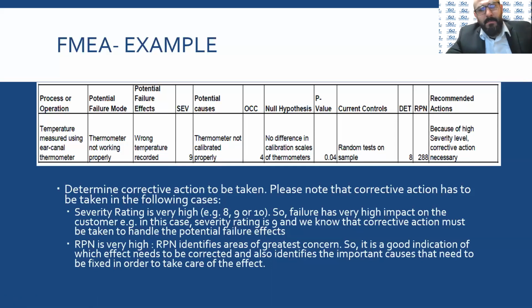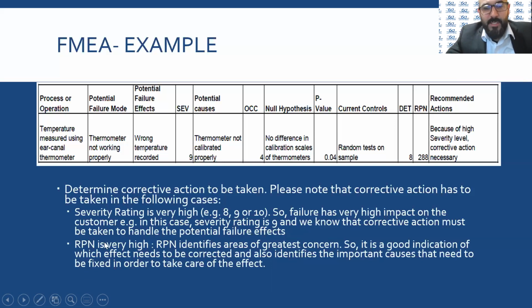All right, let's read some of these tips here. Determine corrective action to be taken. Please note that corrective action has to be taken in the following cases. We have to take corrective action when we have a very high severity rating, 8, 9, or 10, so the failure has a very high impact on the customer. In this case, the severity rating is 9, so we have to find a corrective action, and we should take that.